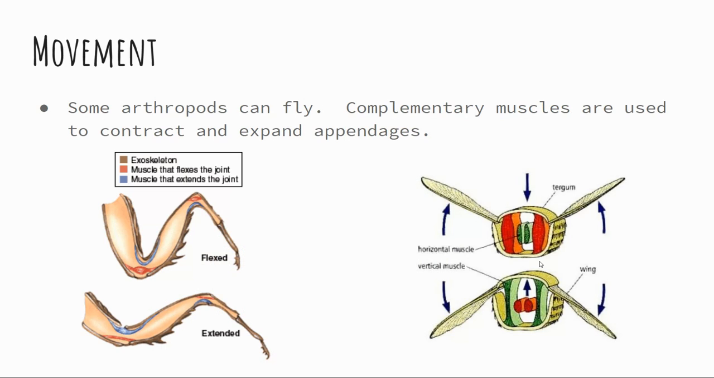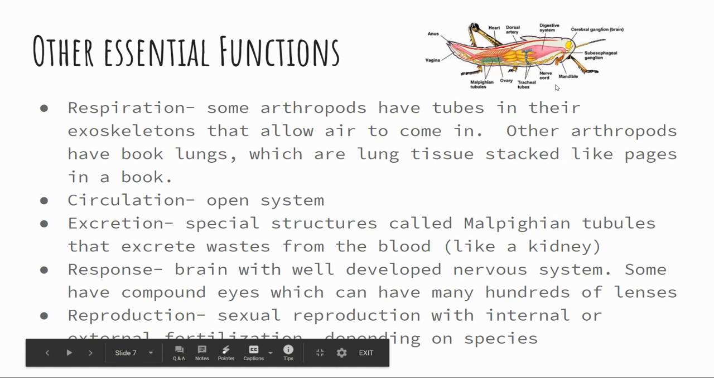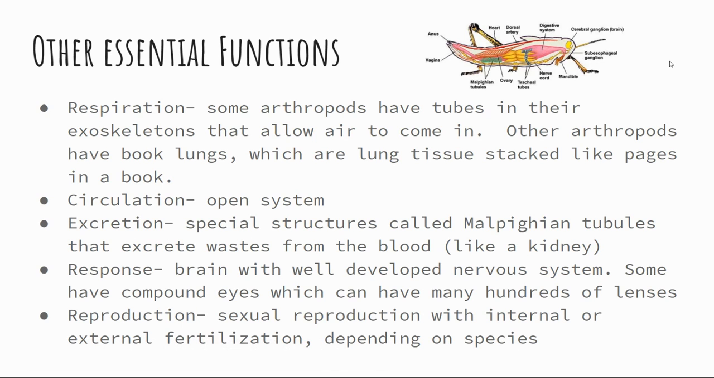So with movement, some arthropods can fly, which means they have complementary muscles that are used to contract and expand appendages. So if it's wings, moving them up and down. If it's legs, extending them out and bringing them back in, much like we as humans can do. Long slide, so feel free to pause it and be sure to get all this down.